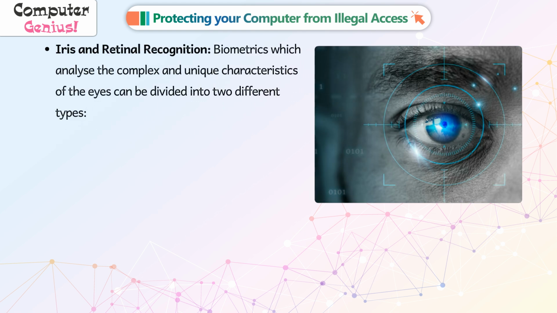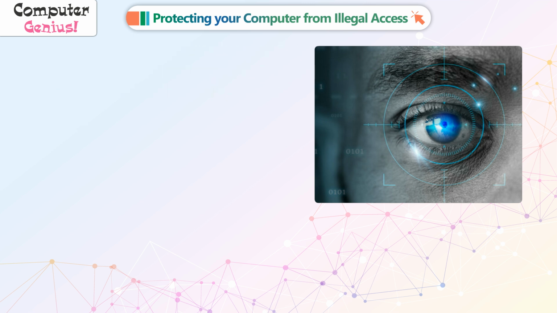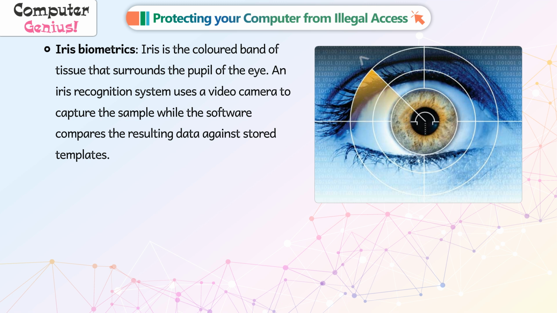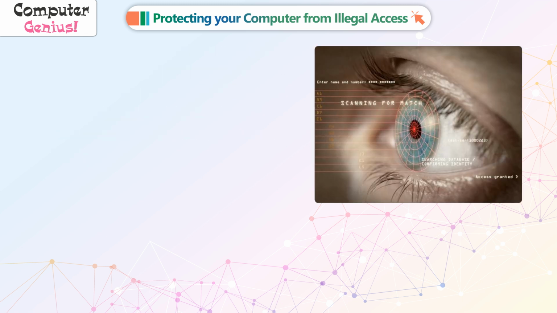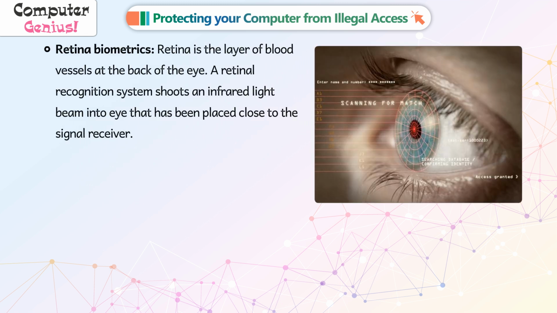Iris and retinal recognition. Biometrics, which analyze the complex and unique characteristics of the eyes, can be divided into two different types. Iris biometrics. Iris is the colored band of tissue that surrounds the pupil of the eye. An iris recognition system uses a video camera to capture the sample while the software compares the resulting data against stored templates. Retina biometrics. Retina is the layer of blood vessels at the back of the eye. A retinal recognition system shoots an infrared light beam into eye that has been placed close to the signal receiver.